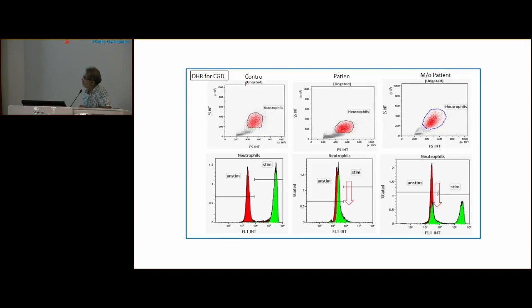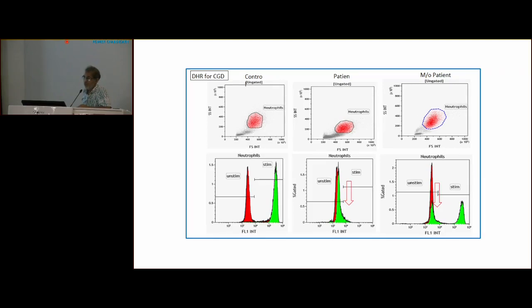So dihydrorhodamine is a non-fluorescent dye. When you stimulate it with PMA, any stimulant, because of the neutrophil oxidase activities, it is converted to rhodamine, which is a fluorescent dye. So this is unstimulated, meaning you have not added a stimulant. And when you add PMA, phorbol myristate acetate, which is a stimulant, there is a shift because your dihydrorhodamine has now been converted to rhodamine. But in the patient, because there is no NADPH oxidase activity, there is no shift. So you know that this is CGD.